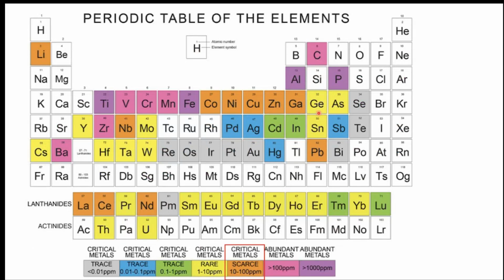Okay, so here's the periodic table of elements, which you've seen. This is from the textbook, and we're interested in the ones in, I've put a red box around scarce, so the ones in orange with crustal abundances in the order of 10 to 100 parts per million. Again, copper, nickel, cobalt, zinc, gallium, lead, lanthanum, cerium, neodymium, lithium. Again, I'm not going to talk about the rare earths here.